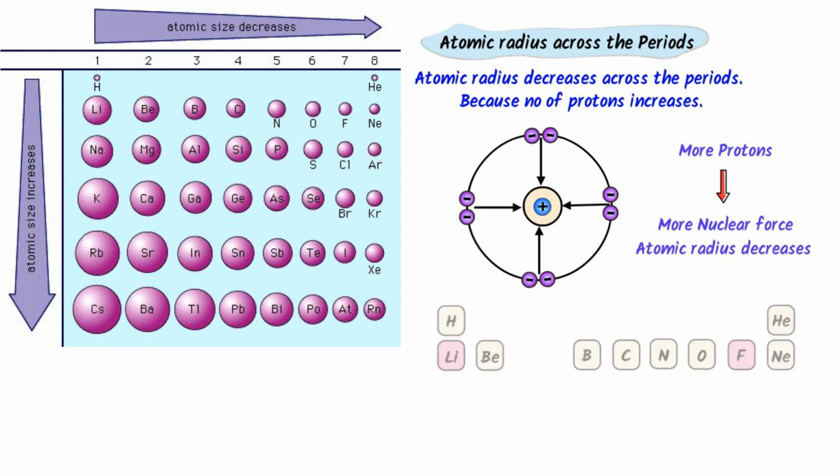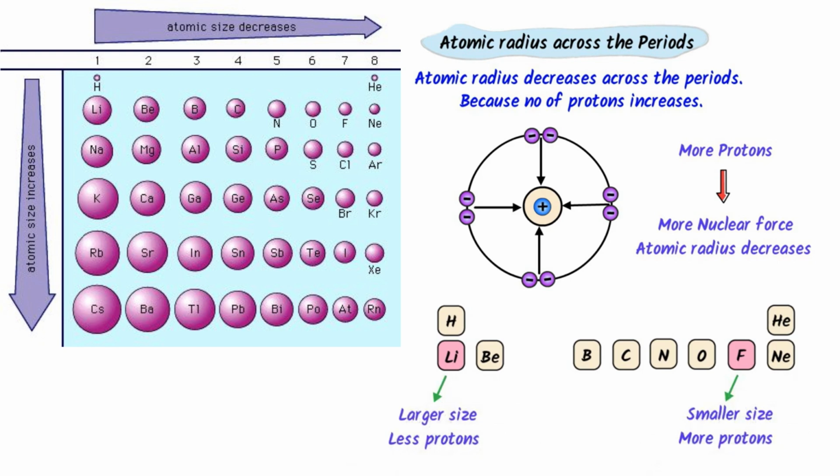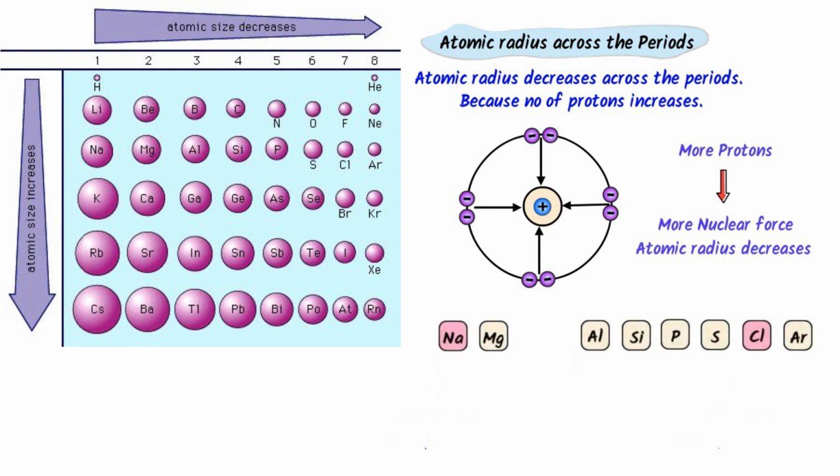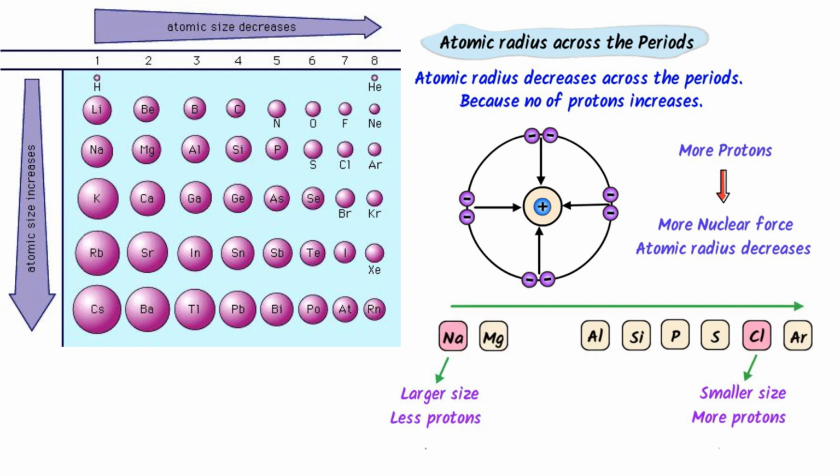For example, in the 2nd period of the periodic table, lithium has larger size and fluorine has smaller size. It is because from left to right, the number of protons increases and outermost electrons experience more attractive force. As a result of this, size of atom decreases. Similarly, in the 3rd period, sodium has larger atomic size and chlorine has smaller atomic size. Thus, we say that atomic radius decreases from left to right.